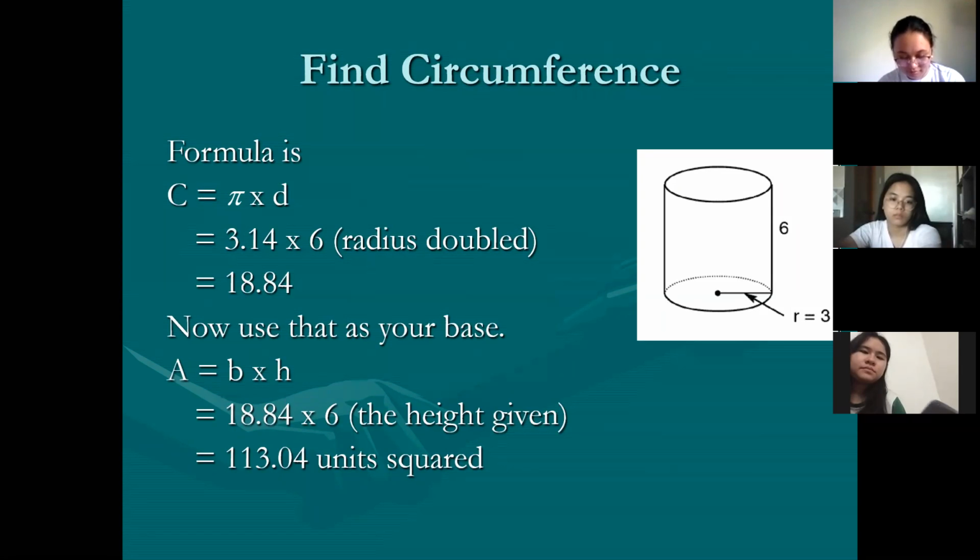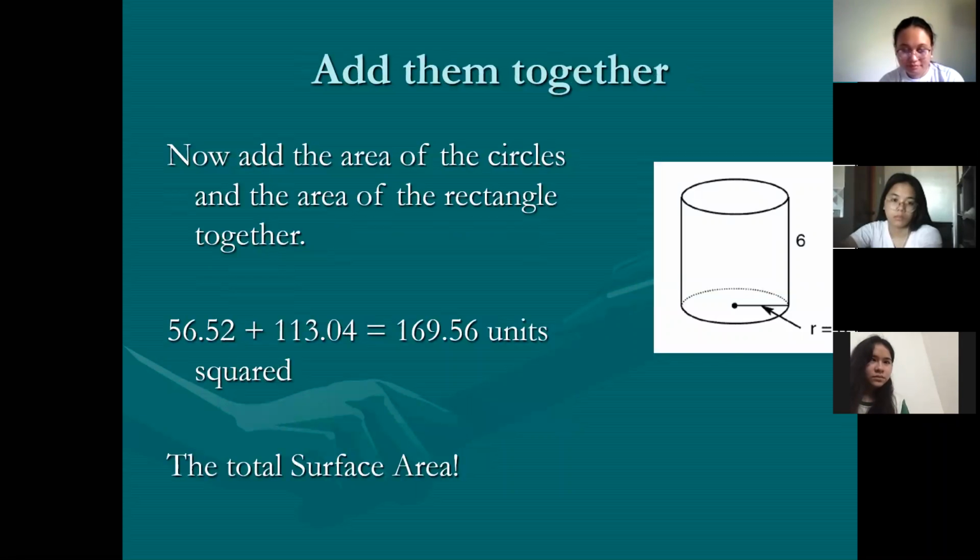In this frame, it is using the letter b for base, and the height. So we have 18.84 times 6. We have 113.04 as the area of the lateral face. Put together 56.52 and 113.04. So you have the answer, 169.56 square units, the total surface area of the figure.